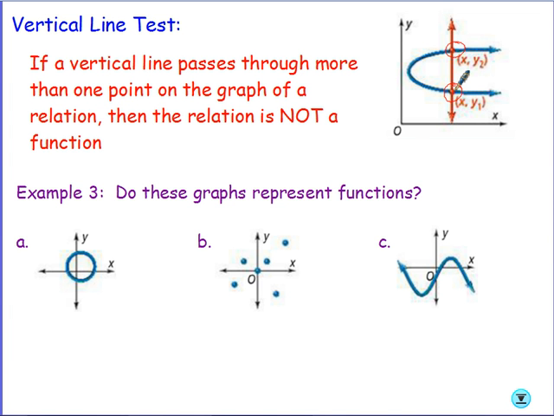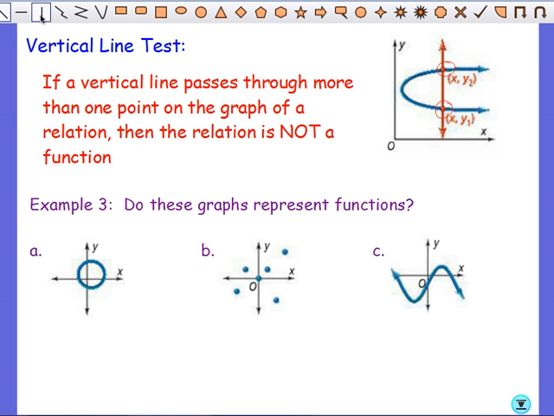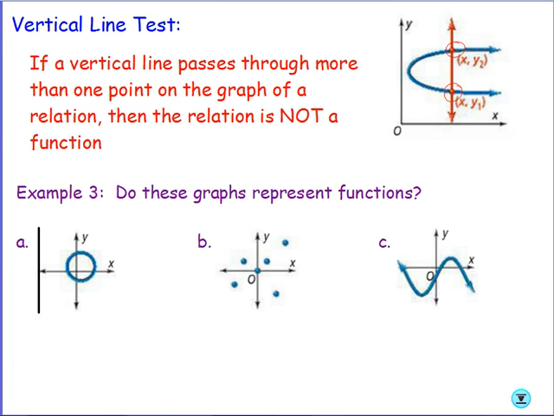So I'm going to make my own sweeper bar. I'm going to draw a vertical line, and I'm going to use it as a sweeper. So this is my first example. It is a circle. If I move my sweeper bar right across the graph, you notice like right there, it's touching the graph here and here. That's a problem. That means that no, this is not a function.